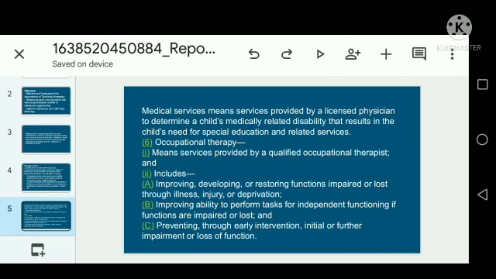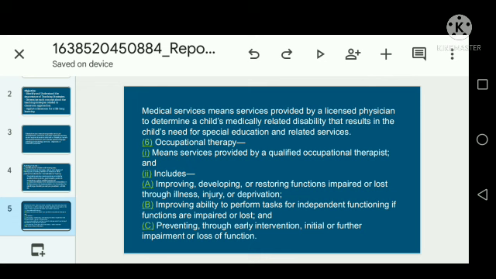Okay, we have also here the medical services. So it means provided by licensed physicians. So dili pwede nga dili lisensyado, kinahanglan gyud na siya to determine a child's medically related disabilities that result in a child's need for special education and related services. So aron ma-address gidayon ang gikinahanglan sa bata.